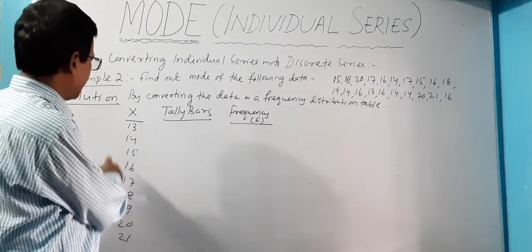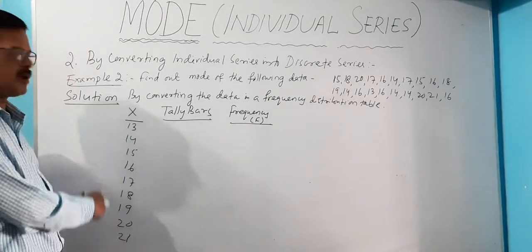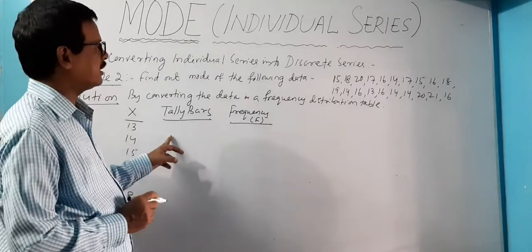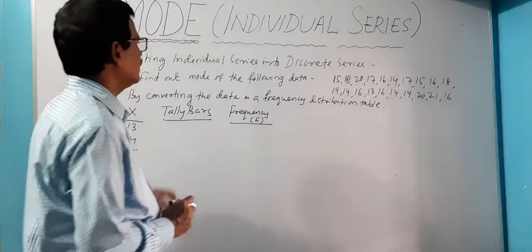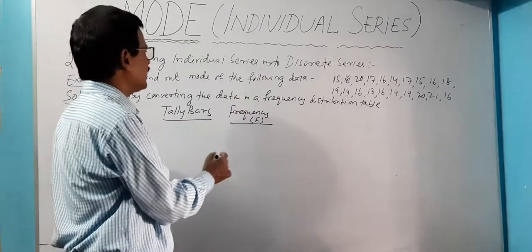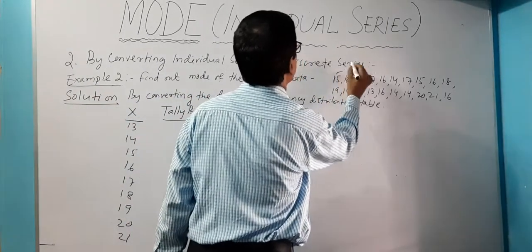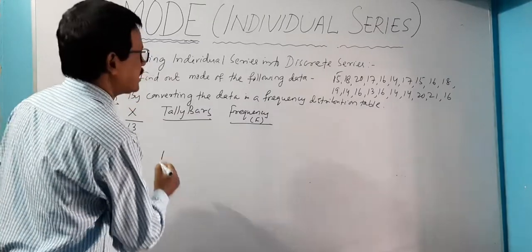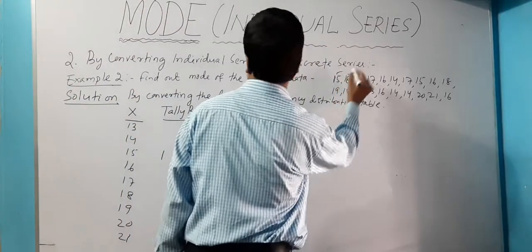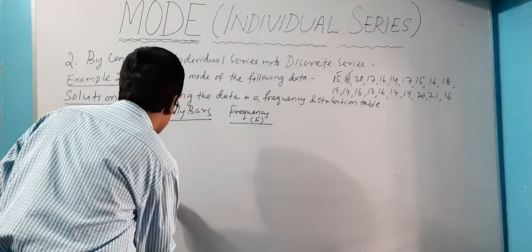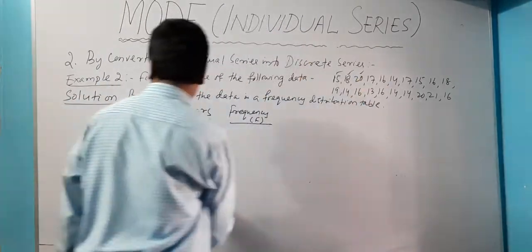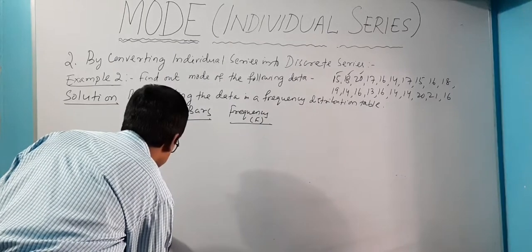So after writing the x values in order from lowest to highest value, we will put tally bars against them. Okay. You see, the first number, 15, is there. Okay, put a tally bar against 15. Next number is 18. Against 18, put a tally bar. Next is 20. Against 20, put a tally bar.